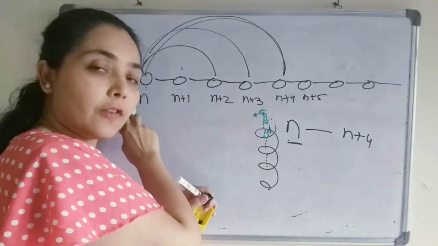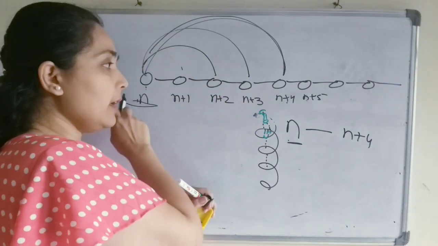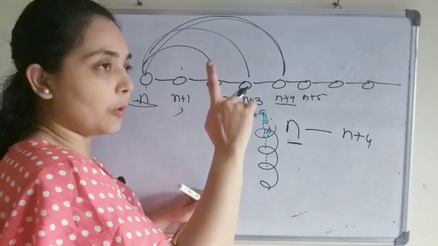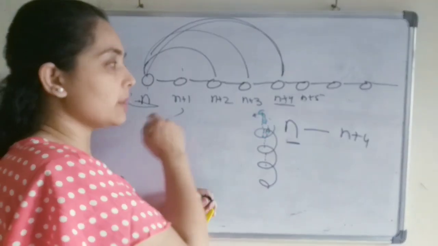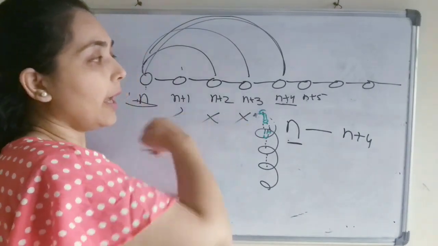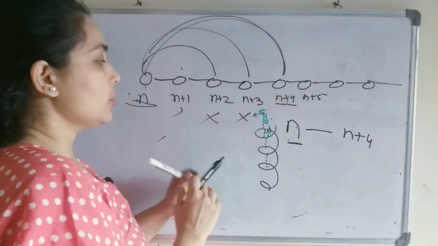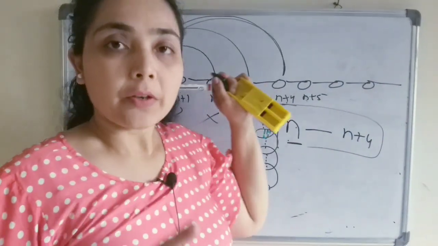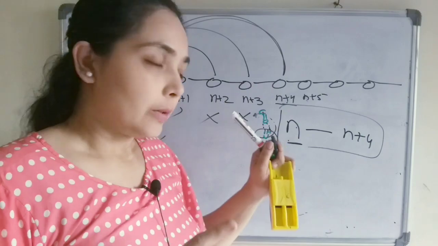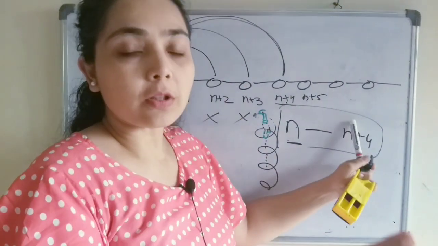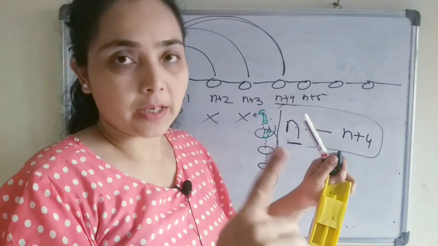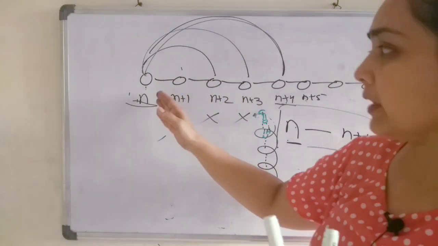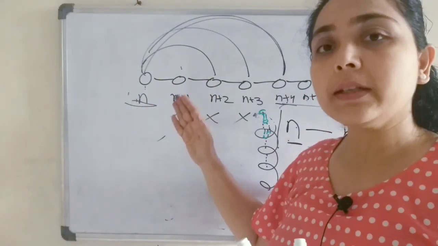So the oxygen from the first amino acid, we can call it N, and the hydrogen from N plus 4. It will not form a bond with the first, not with the second, not with the third, but the fourth one. When there is a hydrogen bond formation between the oxygen and the hydrogen of the first and the fourth amino acid, that will form the most stable structure, and that is the alpha helix. It doesn't mean that the other structures are not present. Other structures are also present, but they are less common.